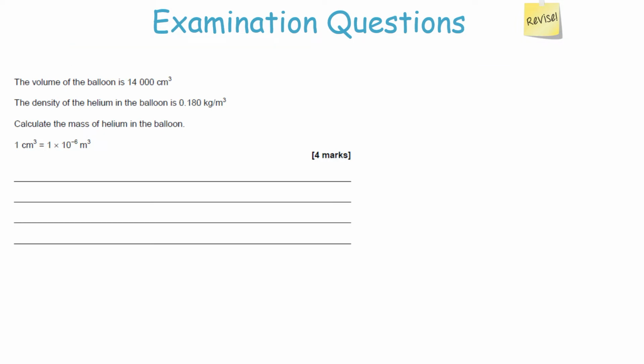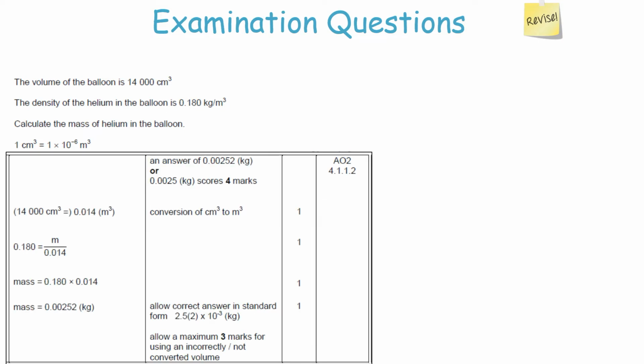Right, well the first thing you've got to do is use the equation for this, and that's density is equal to mass over volume. Now you'll note that the volume in this question is given in centimeters cubed when you want to be working in meters cubed, but they give you the conversion factor that 1 centimeter cubed is equal to 1 times 10 to the minus 6 meters cubed. So to convert, you would do 14,000 times 1 times 10 to the minus 6, and we get our answer to be 0.014 meters cubed, as shown on the screen.